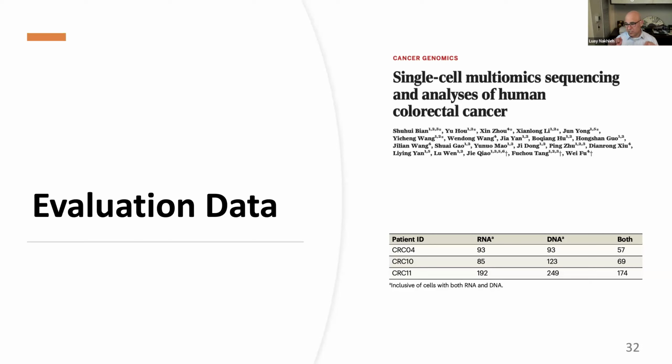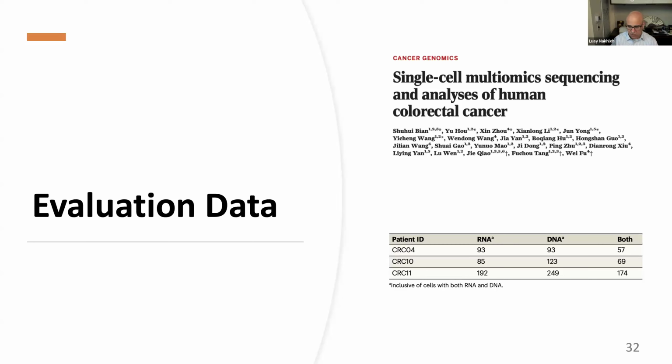So this is now a very interesting data because we can run these methods on these data and say we know the ground truth, because the data was obtained from the same cells. So we know the ground truth here. The same thing with patient 10, there were 69 cells from which DNA and RNA were available, and 174 cells from which DNA and RNA were available.